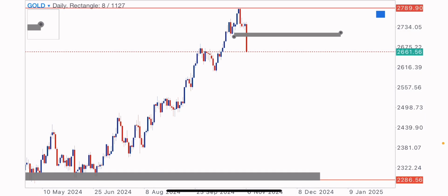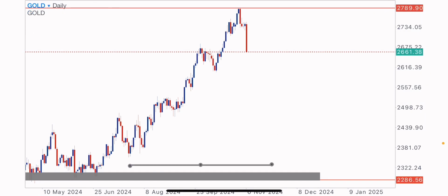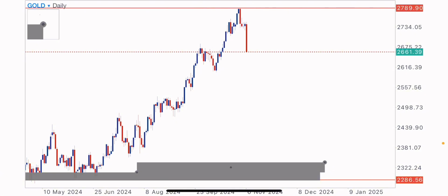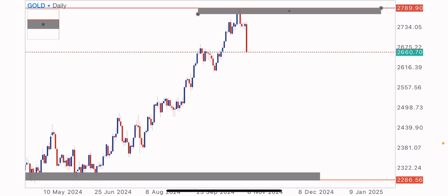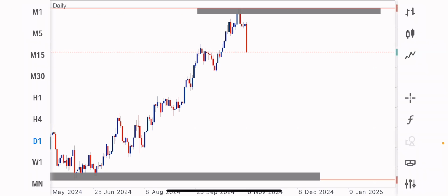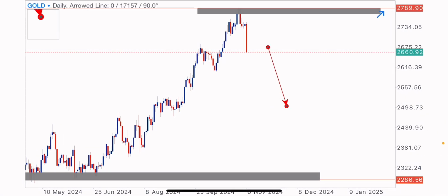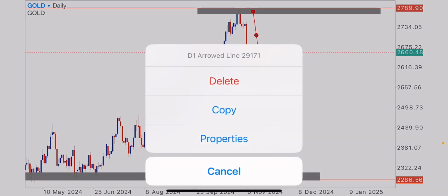Let me check if it's the same size. Okay, we have this zone here, which is also our major key zone, whereby we can see that the market is reversing from that zone, right? We can see that the market is reversing from that zone.